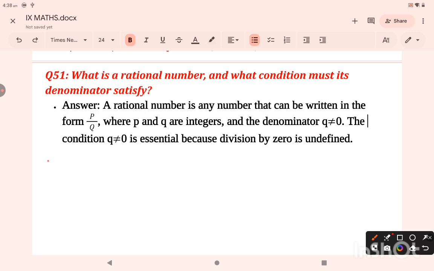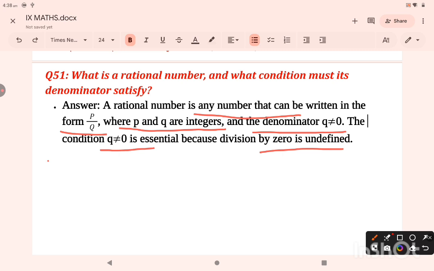A rational number is a number that can be written in the form of p by q, where p, q are the integers and the denominator q not equal to 0. The condition q not equal to 0 is essential because division by 0 is undefined. Already we know here something by 0 is undefined. A number that can be written in the form of p by q, where p, q are the integers.